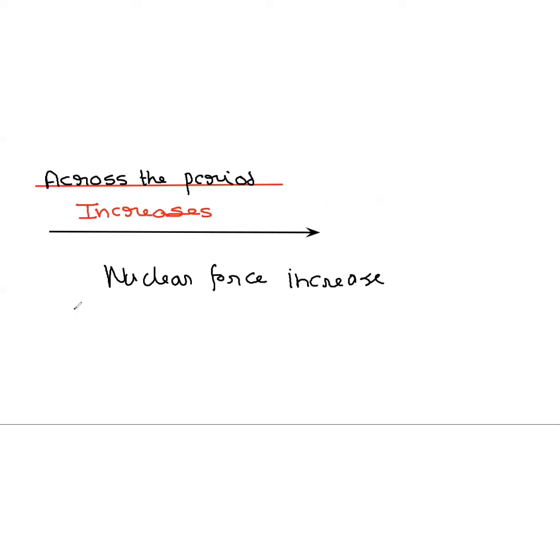Suppose we compare sodium and magnesium: sodium will have less ionization potential, while magnesium will have more ionization potential across the period. But when sodium is compared with potassium, as potassium is present in the same group as sodium, in such a case sodium will have the more ionization potential and potassium will have the less ionization potential. So that is how the ionization potential is going to vary across the period and down the group.